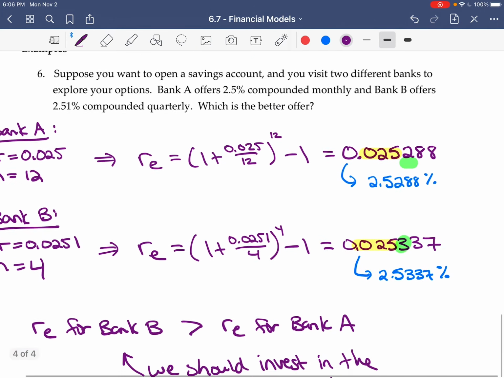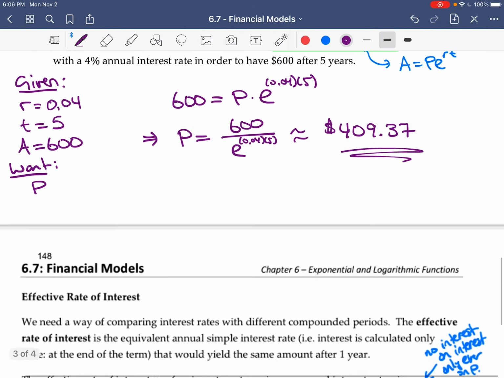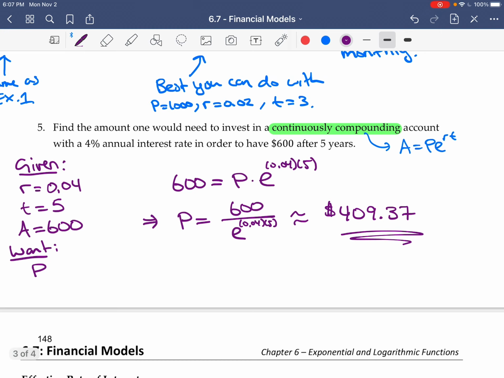And I think that's all the extra examples we have in this set. So hopefully you are becoming comfortable with these interest accounts and how to compare them.